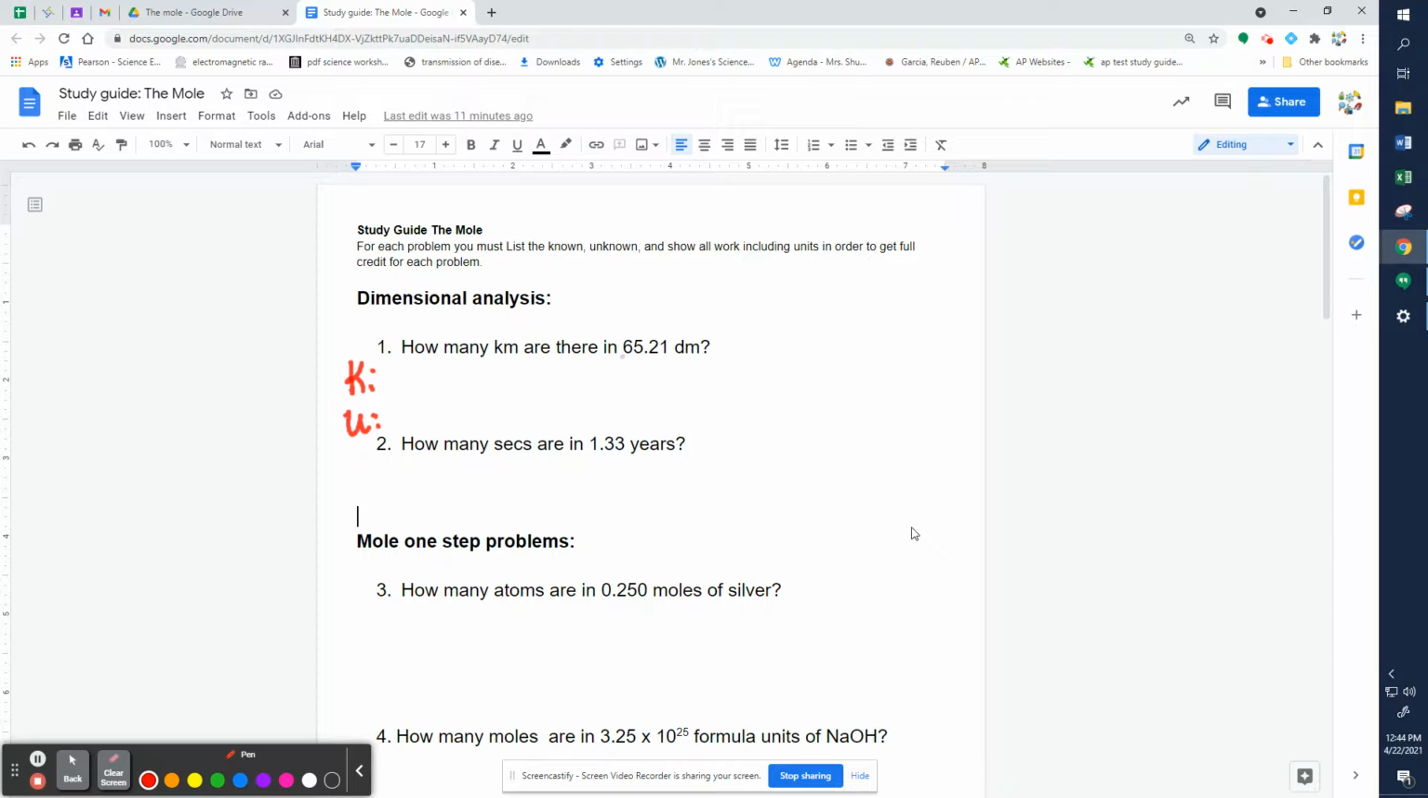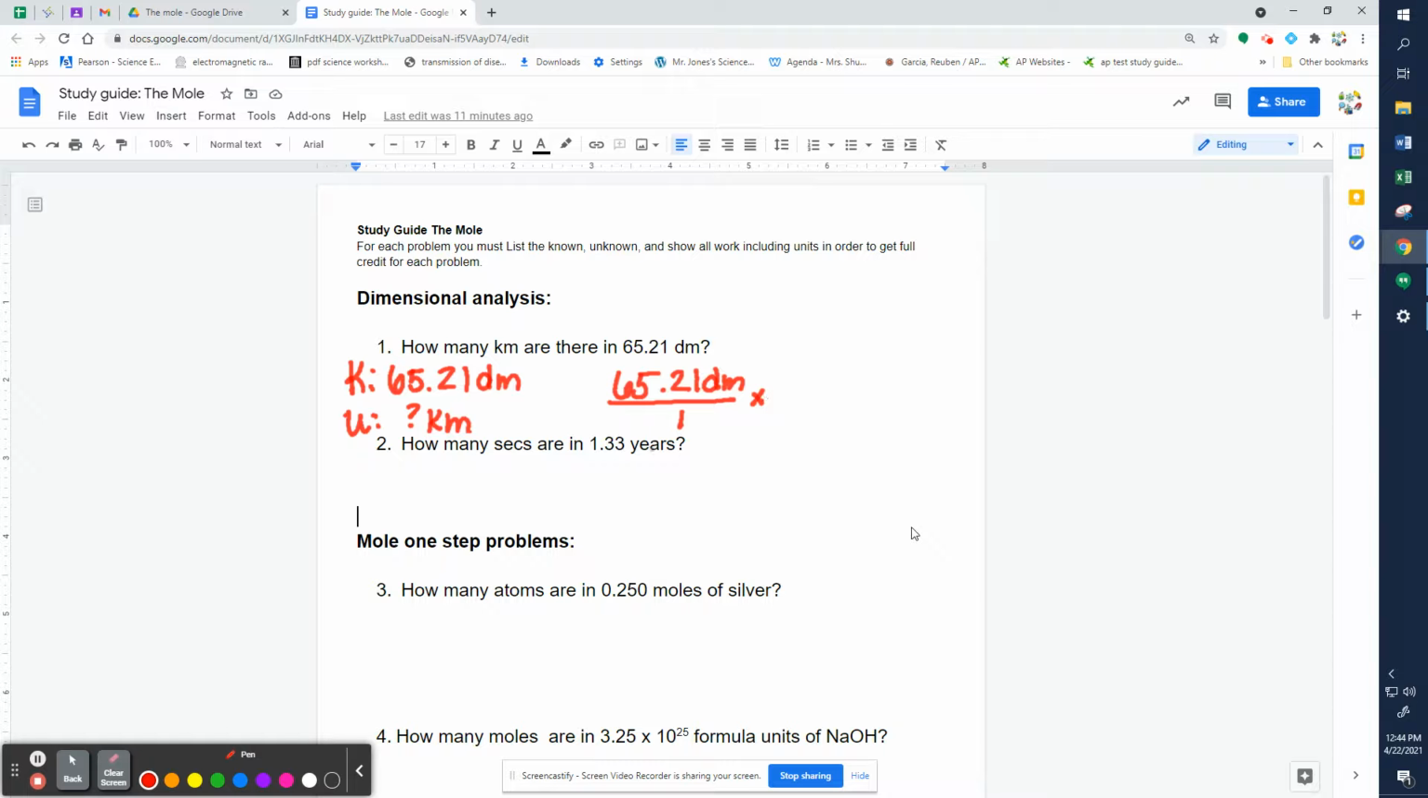So, first, our known is 65.21 decimeters. Our unknown, how many kilometers? Okay. Take my known and put it over 1. That is how all of these start. Do not forget your units here.